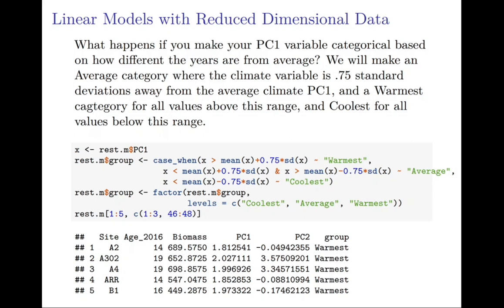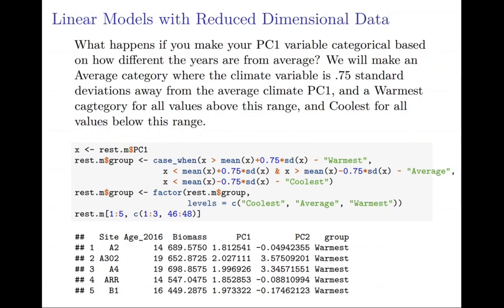So they thought, what happens if you make your PC1 variable categorical based on how different years are from the average? So we will make an average category where the climate variable on PC1 is 0.75 standard deviations away from the average climate for PC1. And then we'll make a warmest category for all values above this range, and a coolest category for all values below this range. And so here's just some nice code to do that.